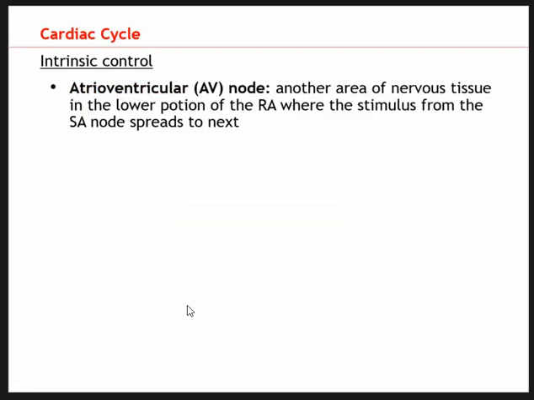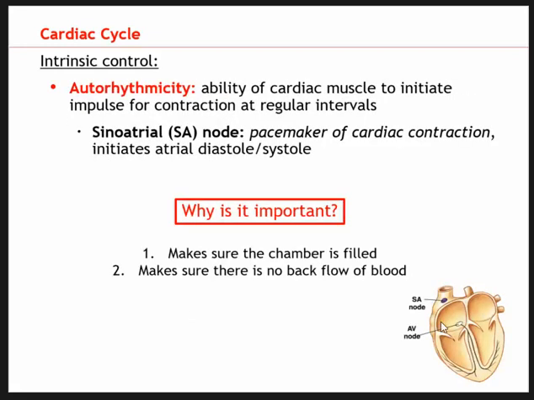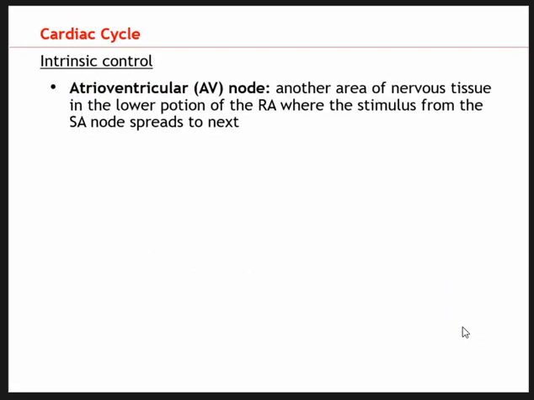The AV node is second. Let's go back and look. Where's the AV node? It's located at the bottom of the right atria. This node is also specialized nervous tissue. It's in the lower portion of the right atria. So the impulse spreads from the SA node to the AV node next.